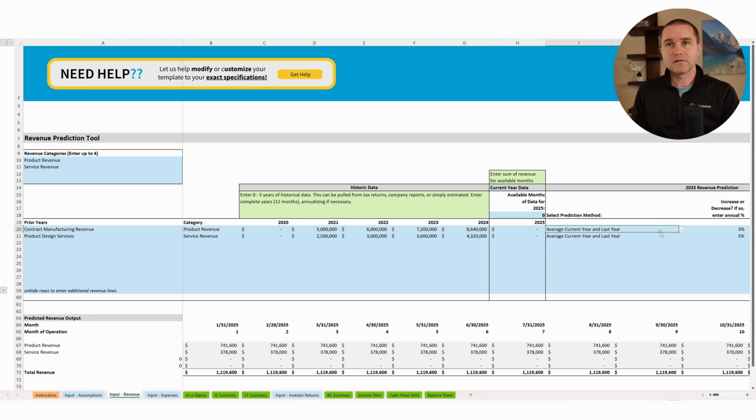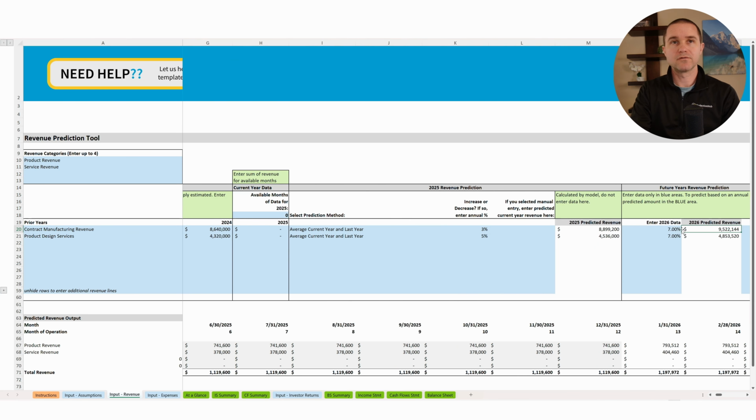And then in this section, you're able to select a prediction method. So what that means is, in this case, let me scroll over a little bit. We need to figure out, okay, how are we going to predict or project what 2025 revenue is going to be? Well, let's say we want to average the last year or the last 2 years or 3 years. So let's say to start with, we're going to average the last year, which in the current year, there's no available months of data. So really, we're just taking the last year. We're taking 2024 and averaging it, so it's just going to be 2024's number.